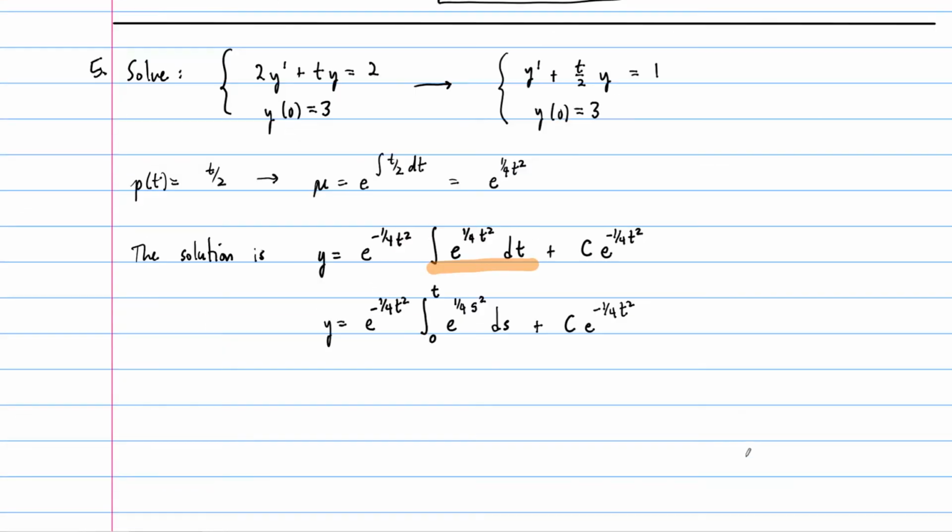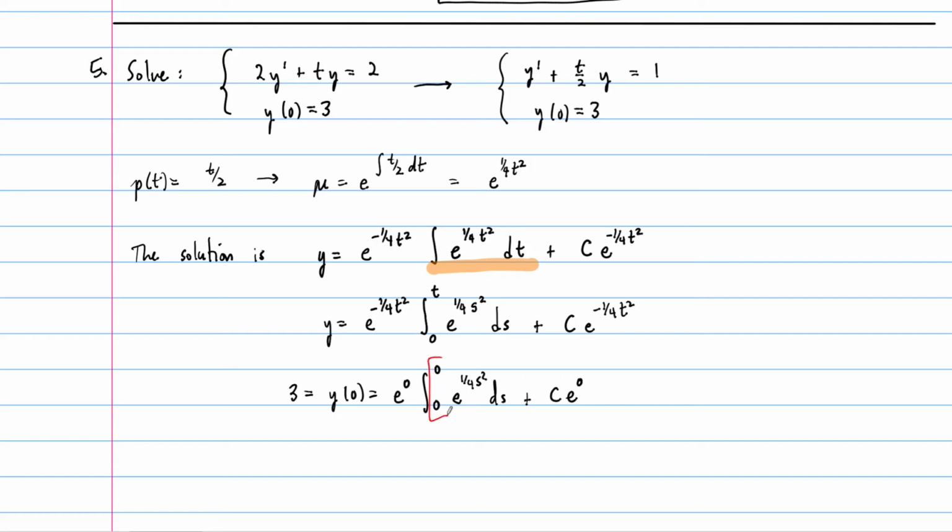All right, and now we need to check our initial condition, right? So we still need to figure out what c is here. So when t is 0, y should be 3. So we do the same kind of trick. When y is 3, when t is 0. So this is going to be e to the 0, integral from 0 to 0 of e to the 1/4 s squared ds plus c e to the 0.